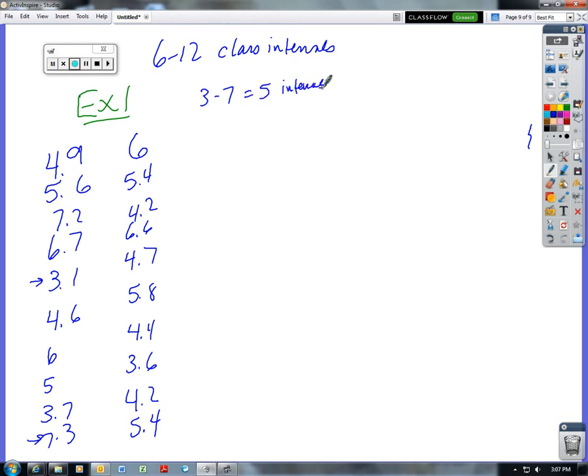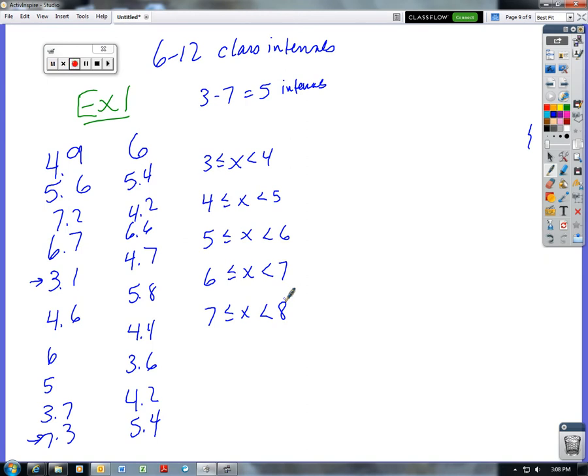If we do from 3 to 4, 4 to 5, 5 to 6, 6 to 7, and 7 to 8, because I have numbers bigger than 7, I've got about 5 intervals. That's not bad. And notice how I've written them here. So these would be the lobster lengths.